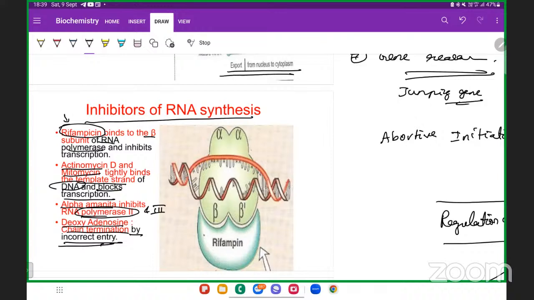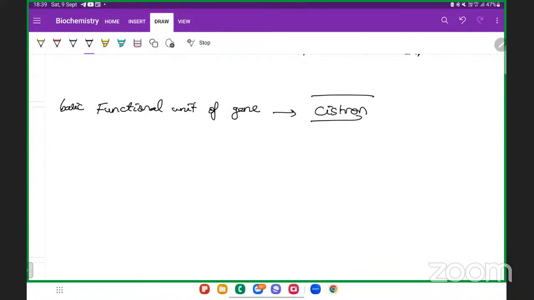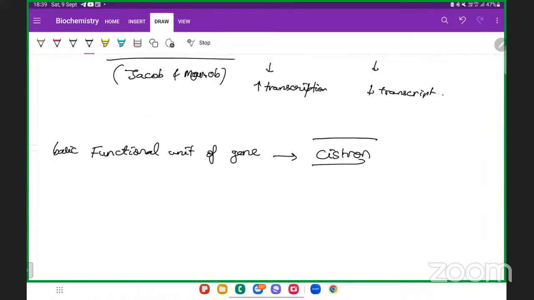Wherever mnemonics are required, I have written them down and kept them; I'll tell you. Now, coming back to the basic functional unit of the gene, that is your cistron. The end product of your transcription is going to be your mRNA.